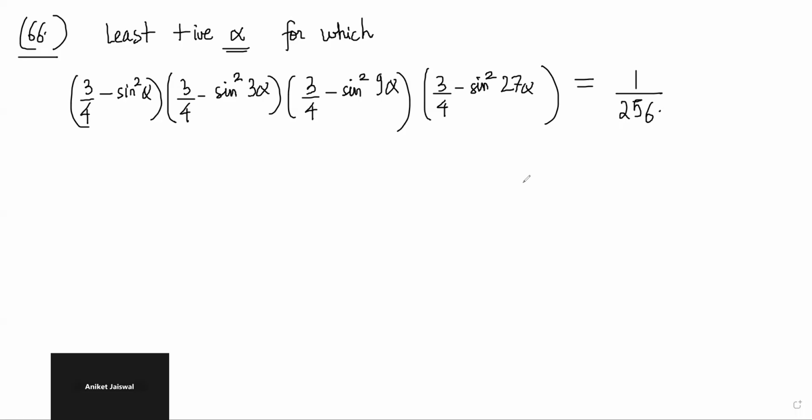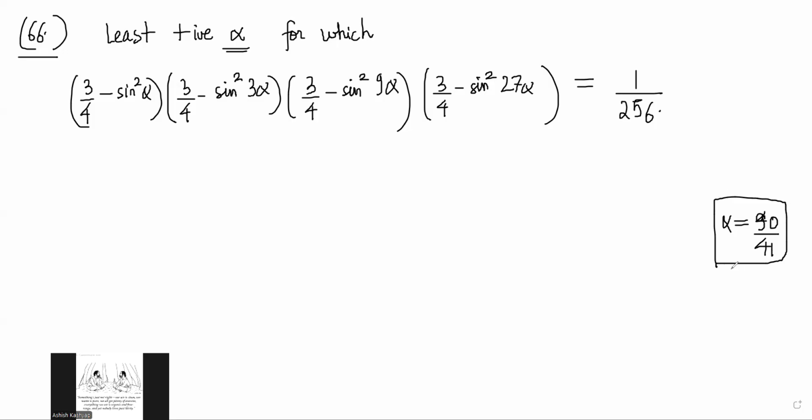Sir, something like 90 and 41 was coming. Ah, so whoever is saying 90 by 41 is correct. Yes sir. Anant, you were saying pi by 4. That's wrong, right? Sir, it is one of the solutions but not the smallest. I also did it today. Least positive you have to find, no? So let's see what has to be done here.